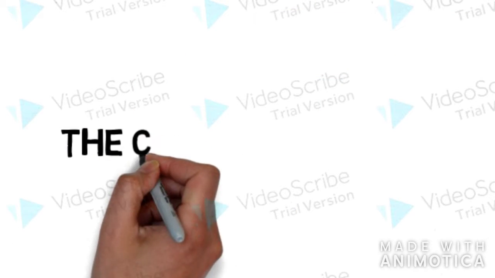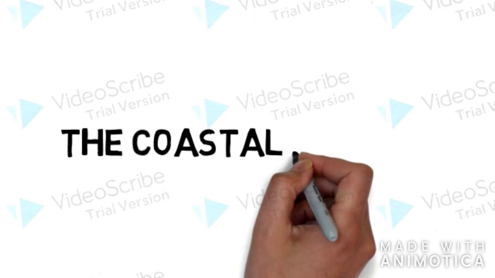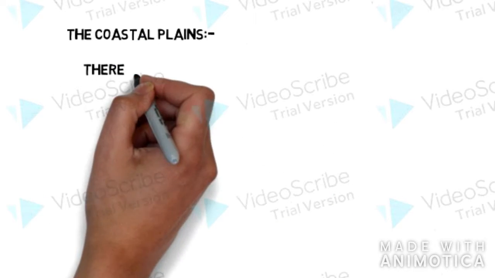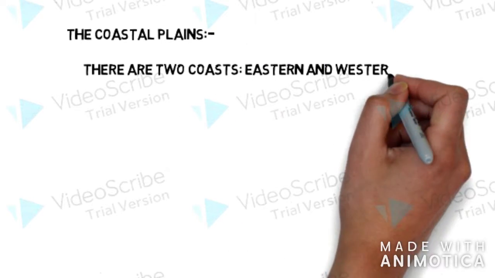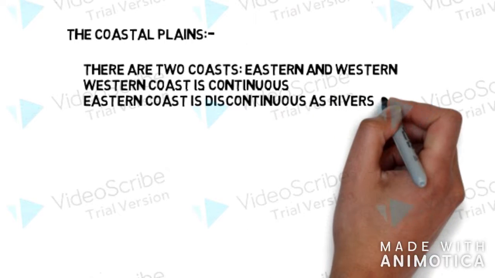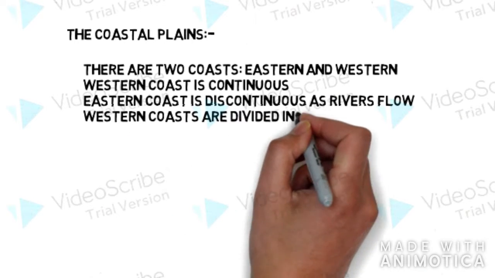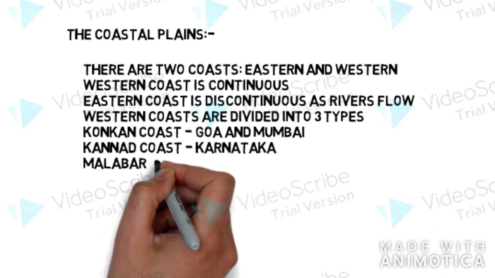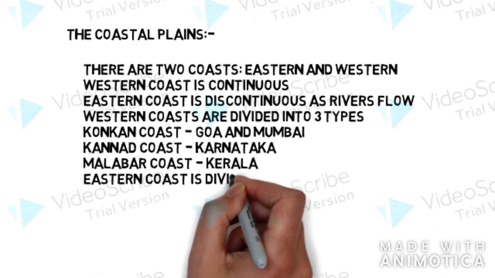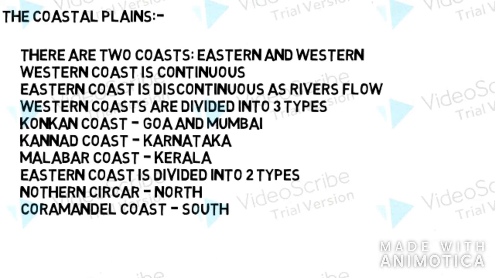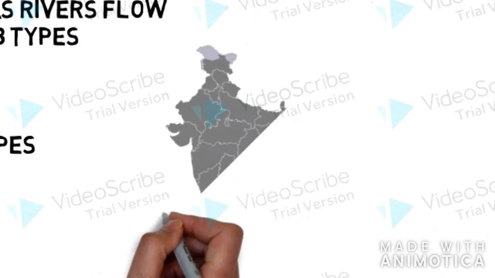So now let's move on to the coastal plains. What are the coastal plains? There are 2 coastal plains, right? There are eastern and western coastal plains. The western coastal plain is continuous, whereas the eastern coastal plain is discontinuous as rivers flow. The western coast is divided into 3 types: Konkan coast, from Goa and Mumbai; Kannada coast, Karnataka; Malabar coast, Kerala. The eastern coast is divided into two types: Northern Sarkar, in the north; Coromandel coast, in the south. So let's just visualize it. Where does it come? It comes in the south, mostly in the south.